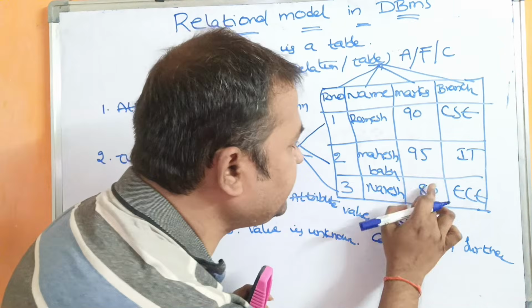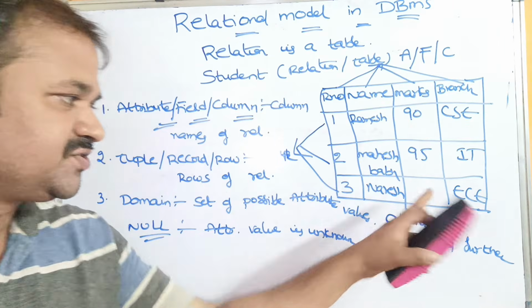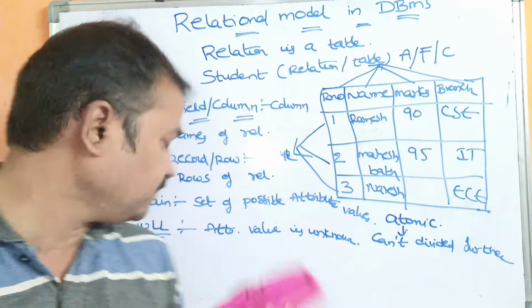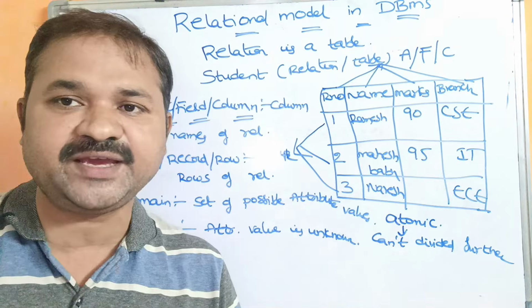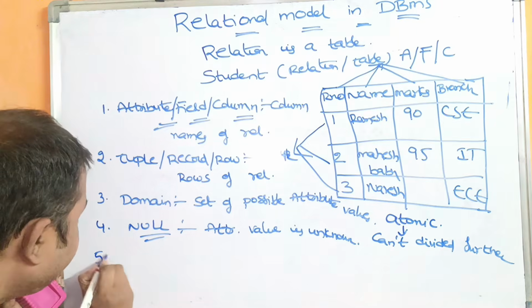Let us assume that here we don't know the marks of Naresh. So this is called null. Why? Because at this time we don't know the marks of Naresh. Okay, so that is null. Let us see the next terminology.